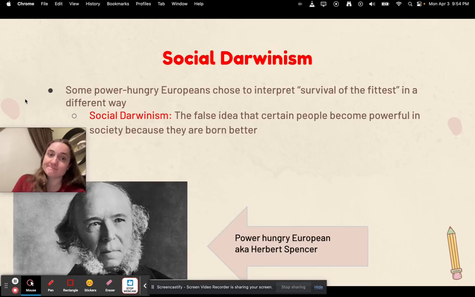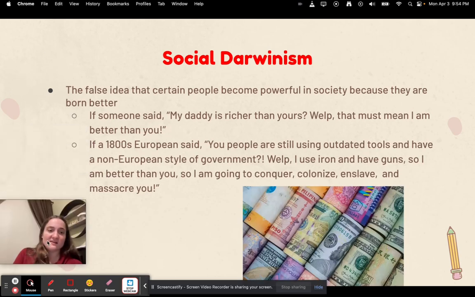Now, some really power hungry Europeans chose to interpret survival of the fittest in a very wrong and different way. So, this is something called social Darwinism. And it is the false idea that certain people became powerful in society because they were simply born better. Today, we know that is not true, but it really is the basis for what our next unit is going to be.